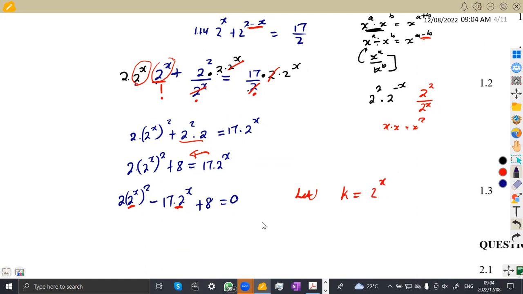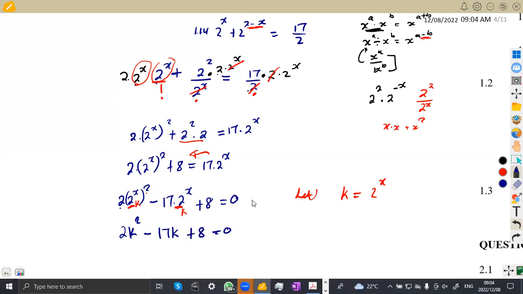So what does it mean? In place of 2 to the exponent of x, I'm going to substitute k. So this will be a k here, but there's a squared, so it will be 2k squared. So we're going to have 2k squared minus, in place of 2 to the exponent of x here, I'm going to substitute k. So it will be negative 17k. So that's negative 17k plus 8 is equal to 0.